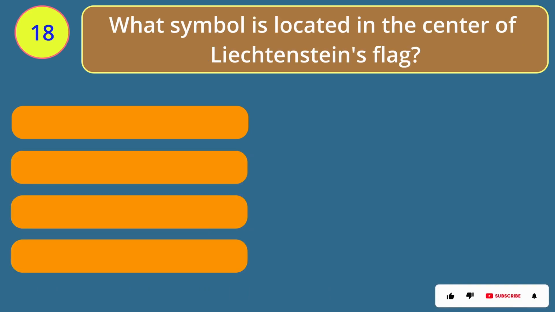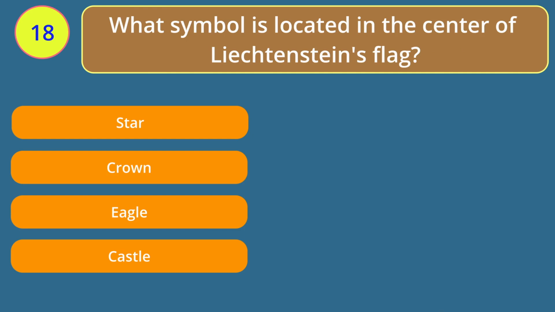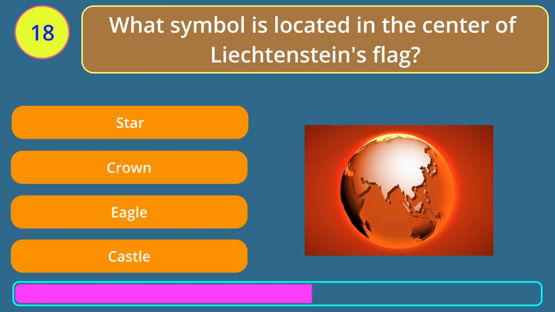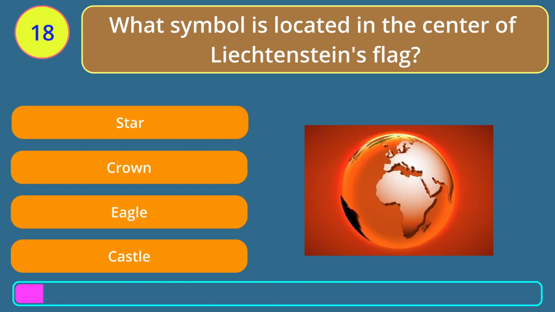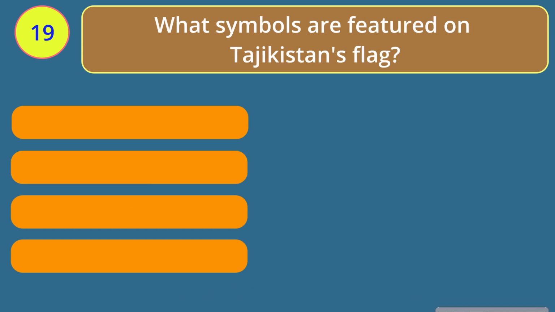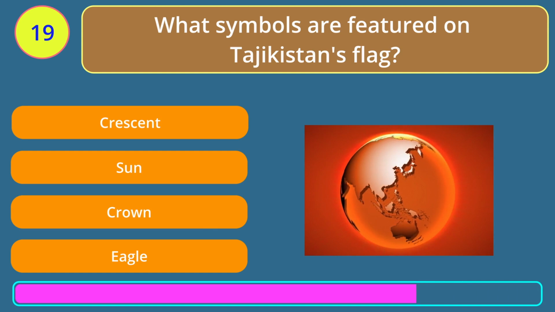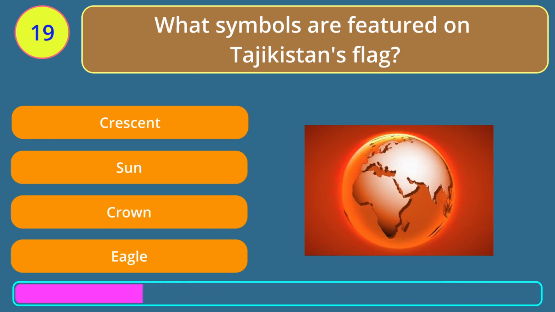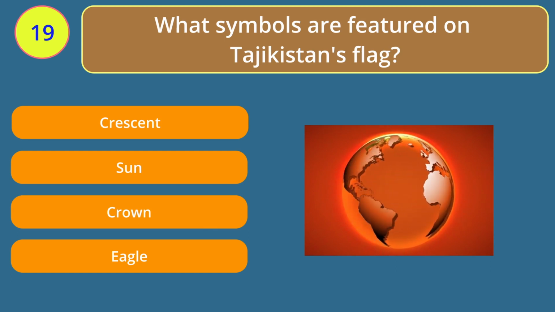What symbol is located in the center of Liechtenstein's flag? The four options are star, crown, eagle, castle. The correct answer is crown. What symbols are featured on Tajikistan's flag? The four options are crescent, sun, crown, eagle. The correct answer is crown.